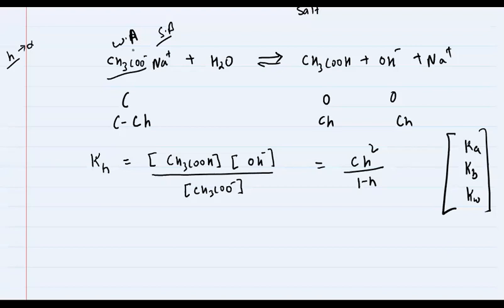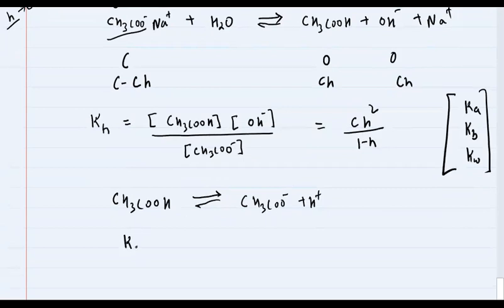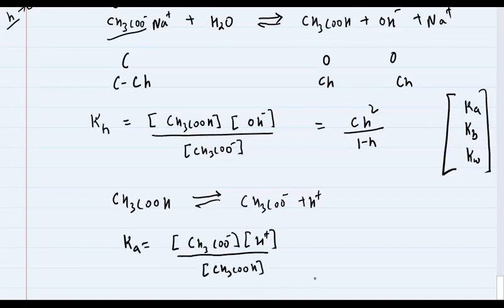This reaction is reversible also, so I can say that we have this reaction also: CH3COOH is breaking into CH3COO minus plus H plus, because this is a reversible reaction also. And for this reaction, Ka is equal to concentration of CH3COO minus into concentration of H plus divided by concentration of CH3COOH. Yes or no? Everyone, yes or no?